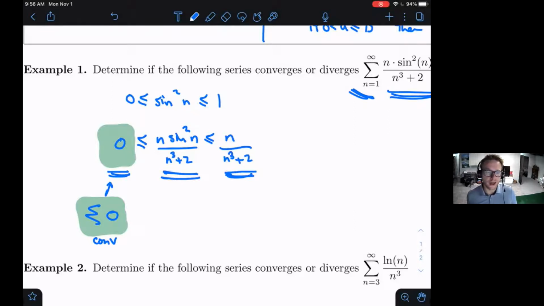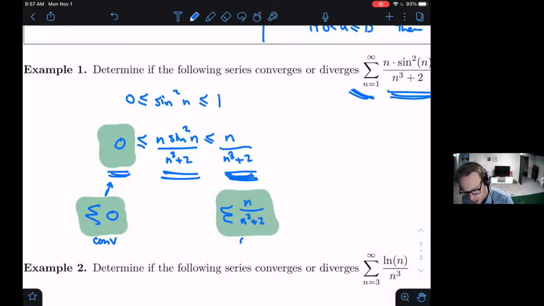There's no reason why this would necessarily have to converge if something smaller than it converges. So with that, we've deemed maybe this larger side of the inequality will be more useful in this case. Now, there's two different ways. My claim is that this right here will actually converge. So if I have the series of n over n cubed plus 2, this will actually converge. And there's two ways to show this.